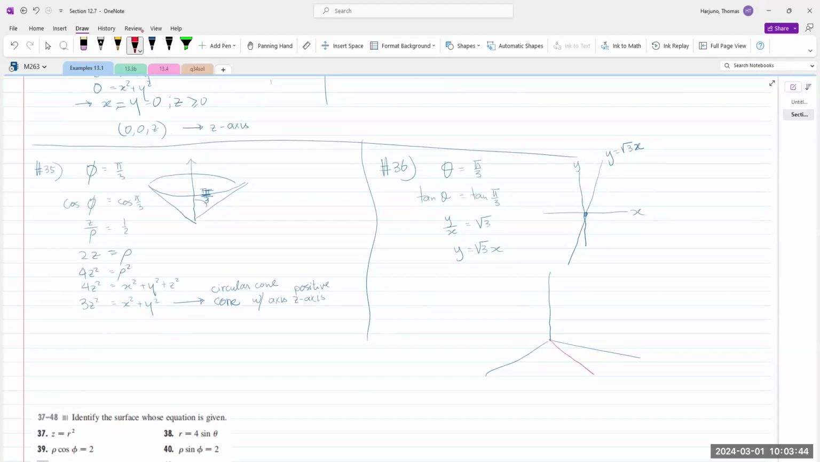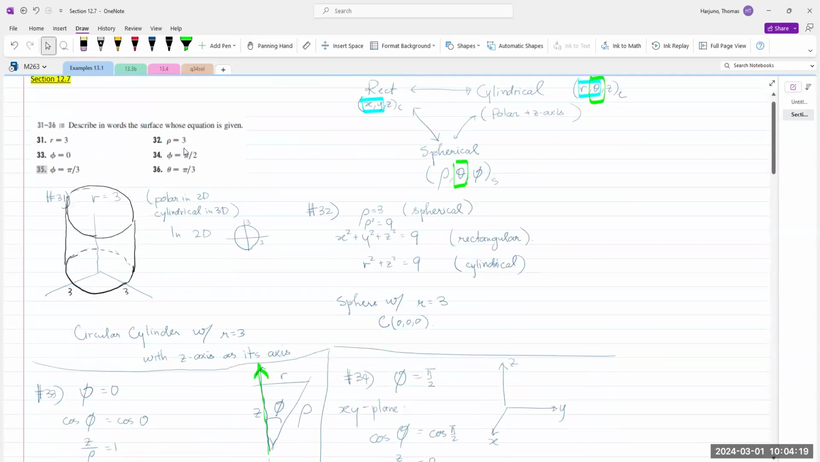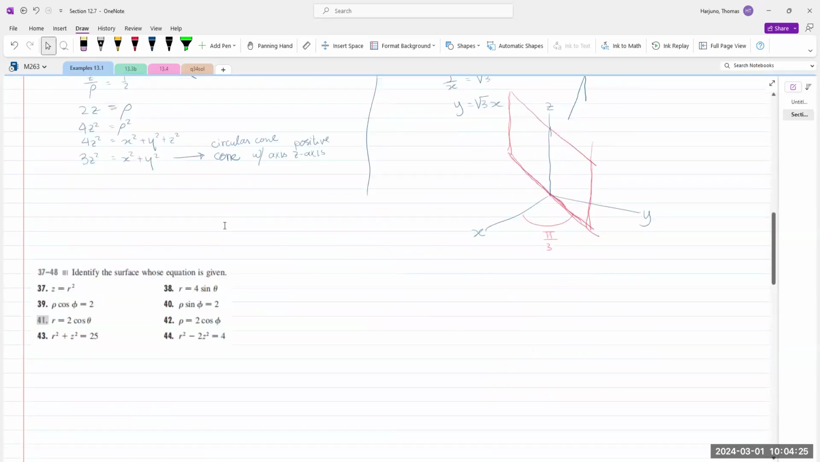Now the thing is, in polar and in cylindrical, theta may have negative radius, so it is actually a plane parallel to the z-axis going through the z-axis. Okay, but the theta is pi over 3. This is pi over 3. That's the x-axis, this is the y-axis, and this is the z-axis. Okay, let's go on further. Those 6 questions are the basic equations. Okay, let's go on further, the harder ones.